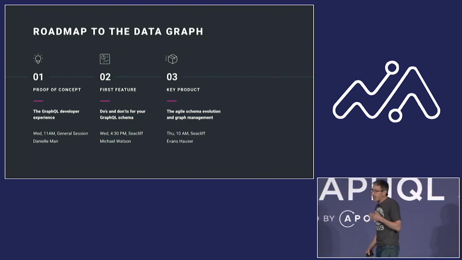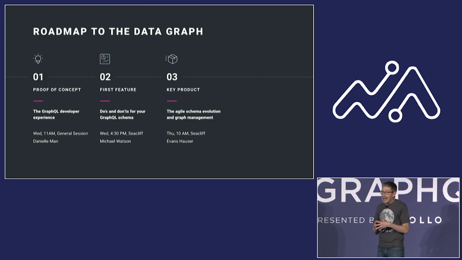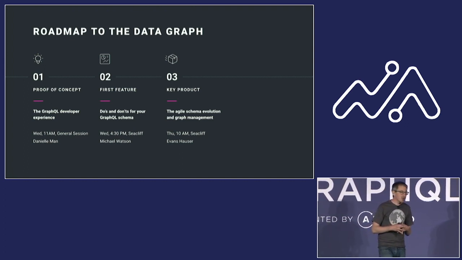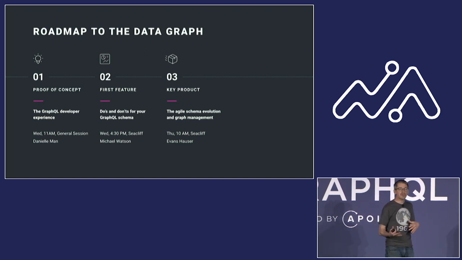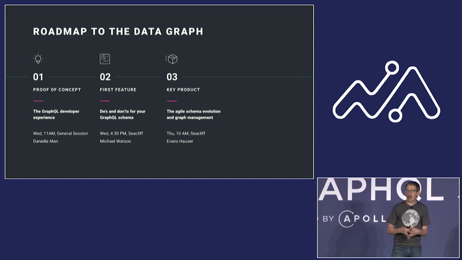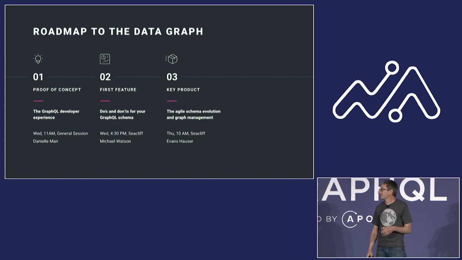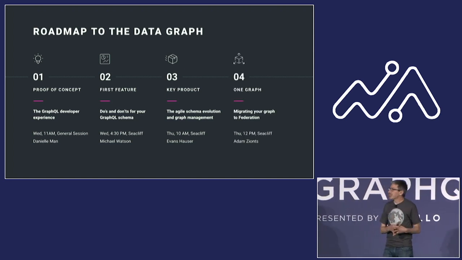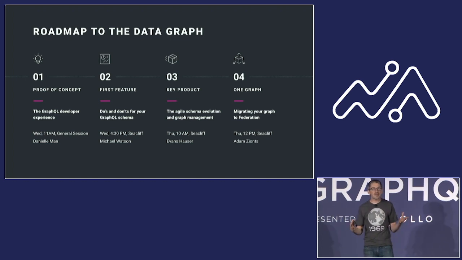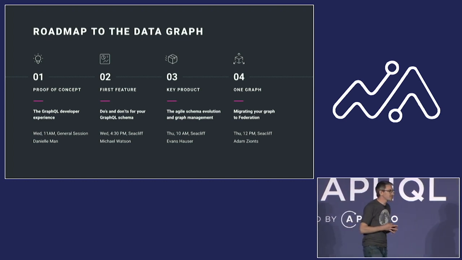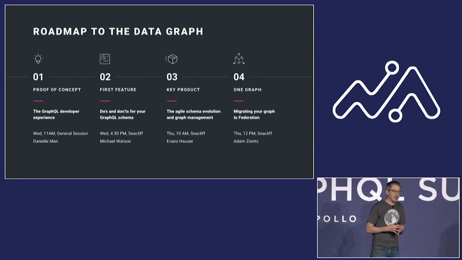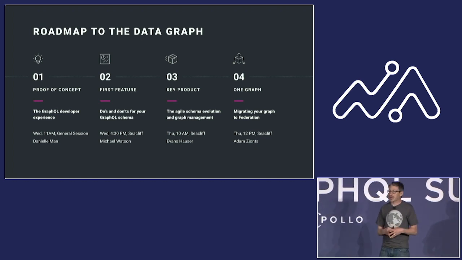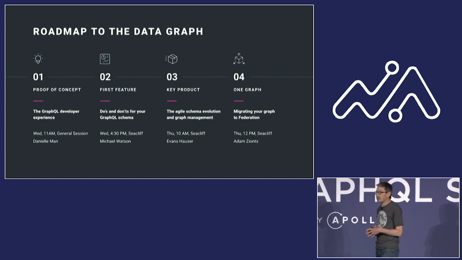Tomorrow, for teams looking to adopt and accelerate their agile graph development, Evans Hauser, an engineer on our Graph Manager team, will show you how to implement field rollover and some of the other techniques that are made possible with the data graph. And finally, for teams running a stitching gateway, or if you're interested in Federation, Adam Zions, lead of our infrastructure team at Apollo, will walk through how we incrementally transitioned our own API to Federation, with concrete guidance along the way for you.